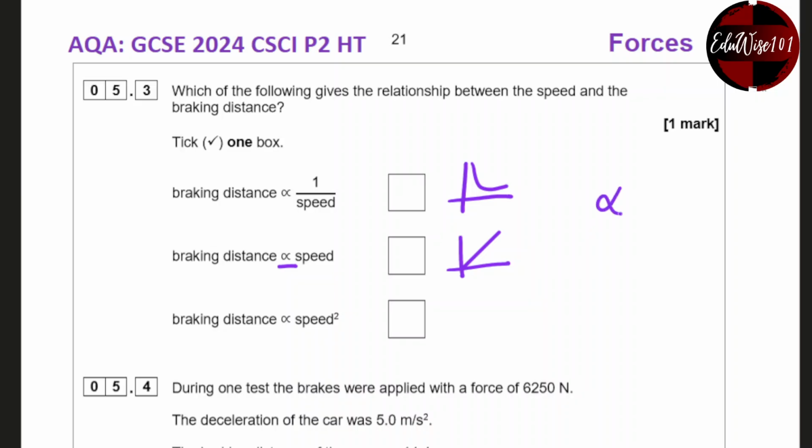Now, this symbol, which looks like an alpha symbol, sorry, that's the proportionality symbol. You need to remember what that actually means, because we've come across the same symbol in the biology paper in 2024 as well, and a lot of students struggle to understand what that actually meant. So braking distance is directly proportional to the square of the speed. That would mean it's increasing exponentially like that.